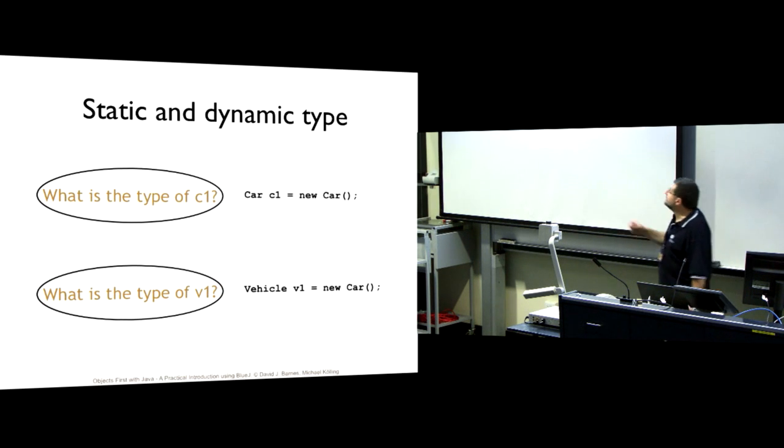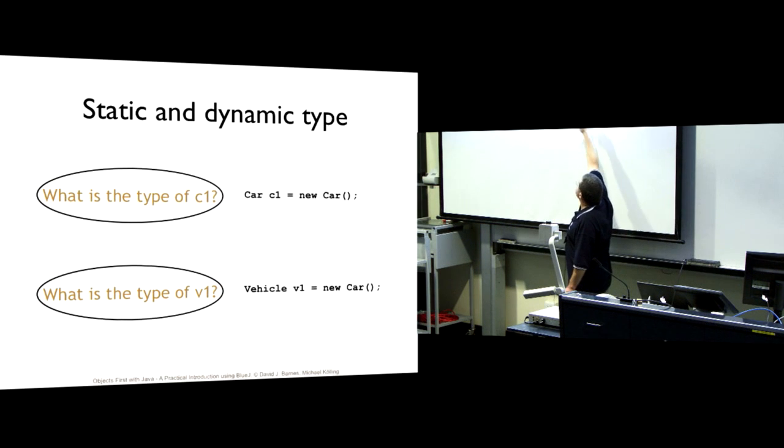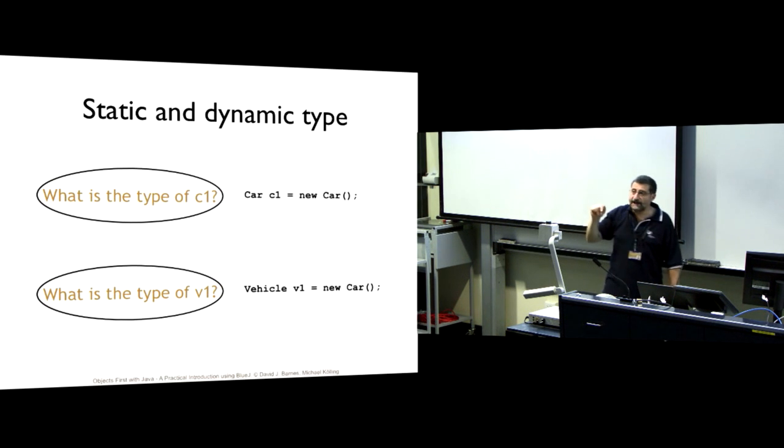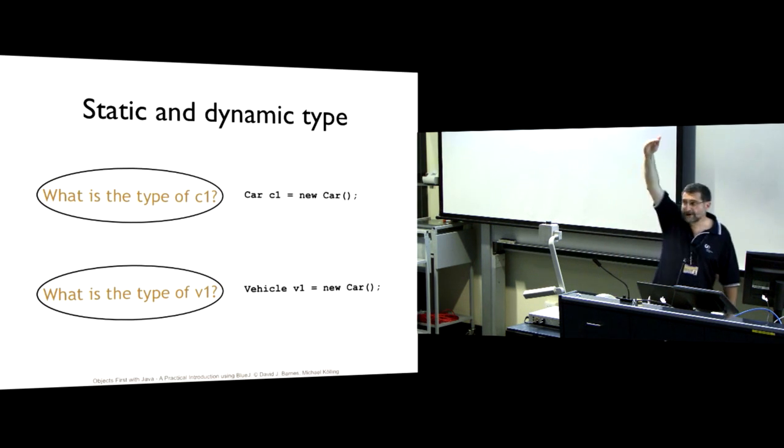The reason that's important is that if I were to do some of this overriding, like the print routine, then it's important to know whether v1 is containing a Vehicle type, like the parent type, or is containing a Car type.